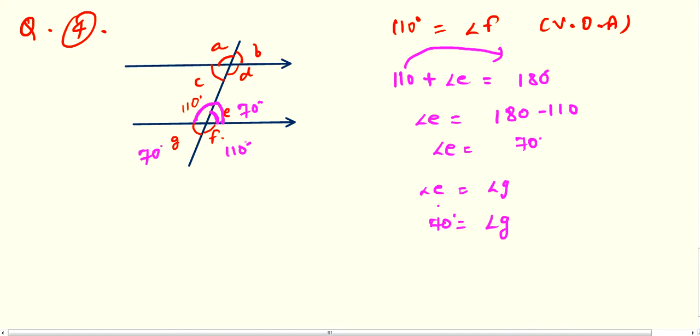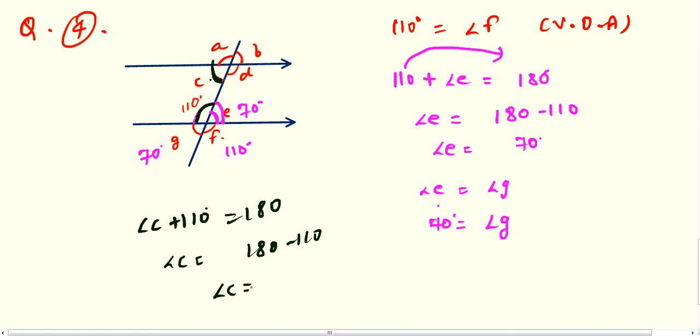Clear? Now it's not compulsory that you have to use properties of alternate angles or corresponding angles. You can also solve by vertically opposite angle and co-interior angle. Clear? Now this 110 degree and this angle C, these two are co-interior angles, and as you know, co-interior angles have a sum of 180 degree. So you can write that angle C plus 110 degree equals 180. So angle C will be equal to 180 minus 110. So finally angle C equals 70 degree. So you can write 70 degree here.